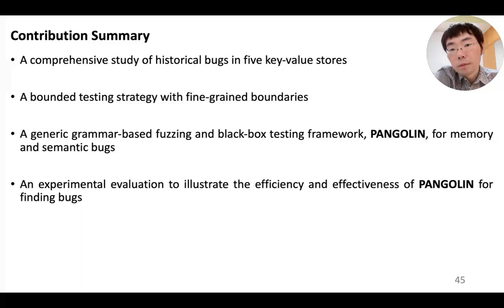So, contributions. We present a comprehensive study of historical bugs in five widely used key-value stores, a bounded test strategy with a fine-grained boundary, a generic grammar-based fuzzing and black box testing framework, Pangolin, and experimental evaluation.